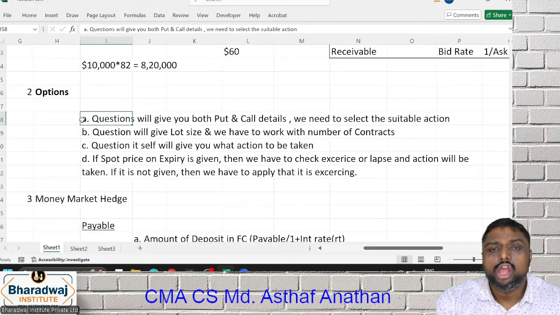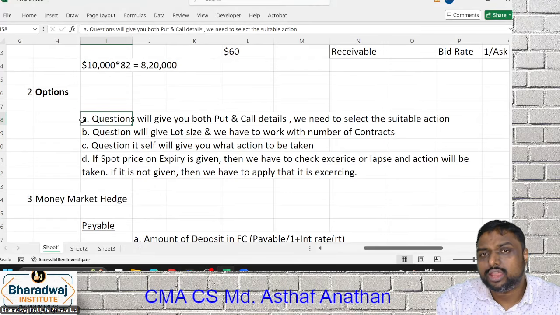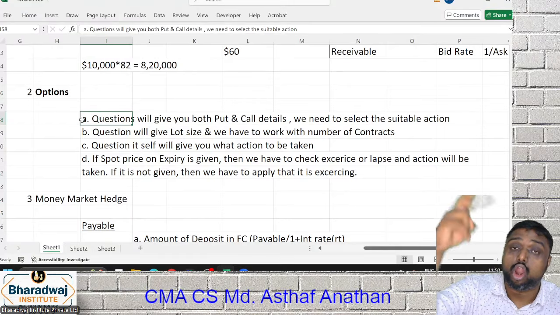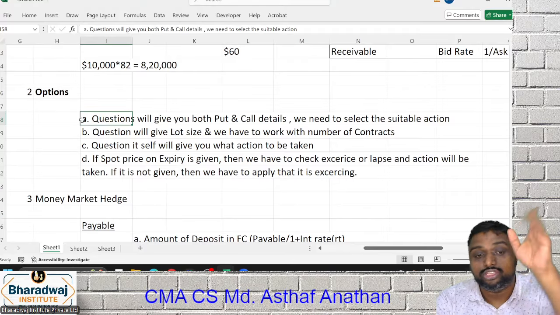What is a put option? A call option gives you the right to buy: if you want, you can buy, or else you can lapse. A put option means if you want, you can sell, or else you can lapse. So the question will give both call and put. I will show you a lot of questions. They'll give you both, so you have to identify which is suitable for you.